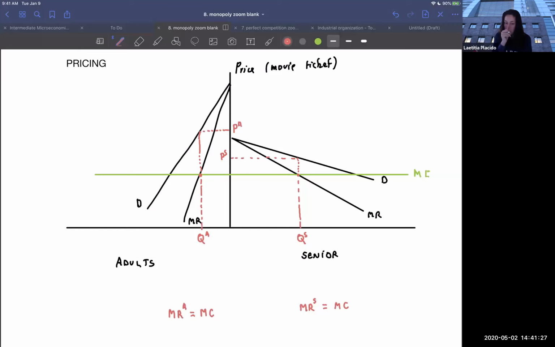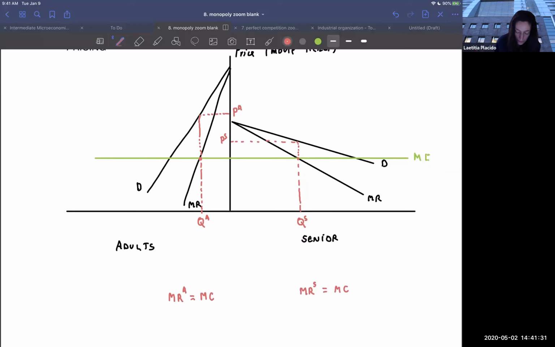So first, you can notice that because we have these two conditions, marginal revenue equals marginal cost in both groups, we can also state that the marginal revenue the monopoly gets from selling to the adult group should be equal to the marginal revenue of the senior group.